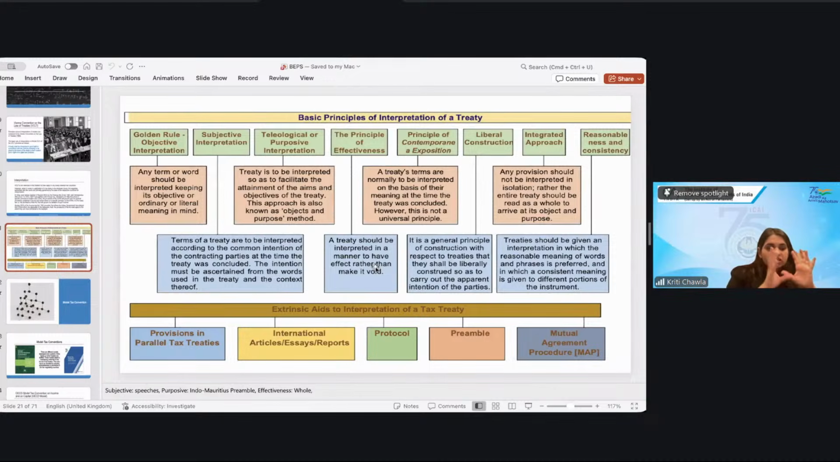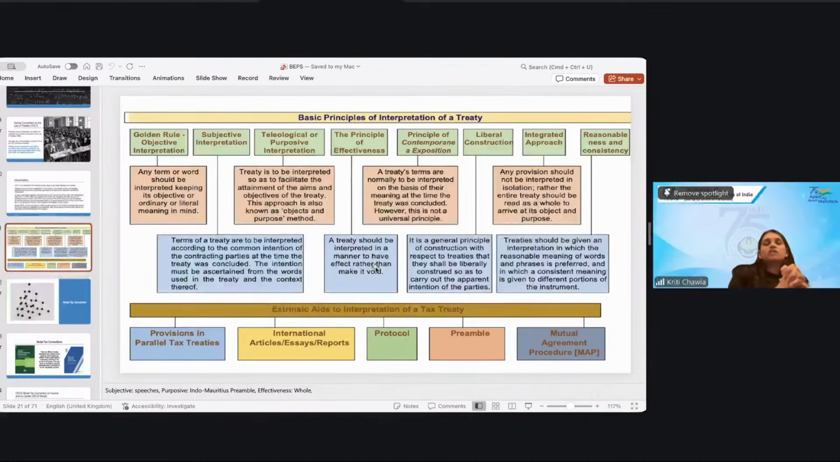So there is something which is reasonableness, which is associated with these particular terms. And what is important is to have a consistent position, which is actually taken with respect to these particular meanings. Now, there are also extrinsic aids to interpretation of tax treaties.